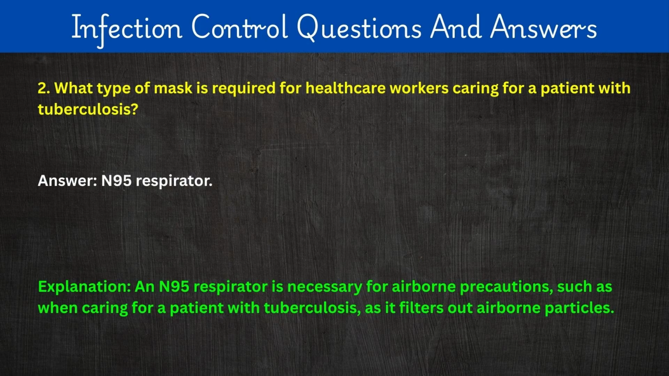2. What type of mask is required for healthcare workers caring for a patient with tuberculosis? Answer: N95 respirator. Explanation: an N95 respirator is necessary for airborne precautions, such as when caring for a patient with tuberculosis, as it filters out airborne particles.